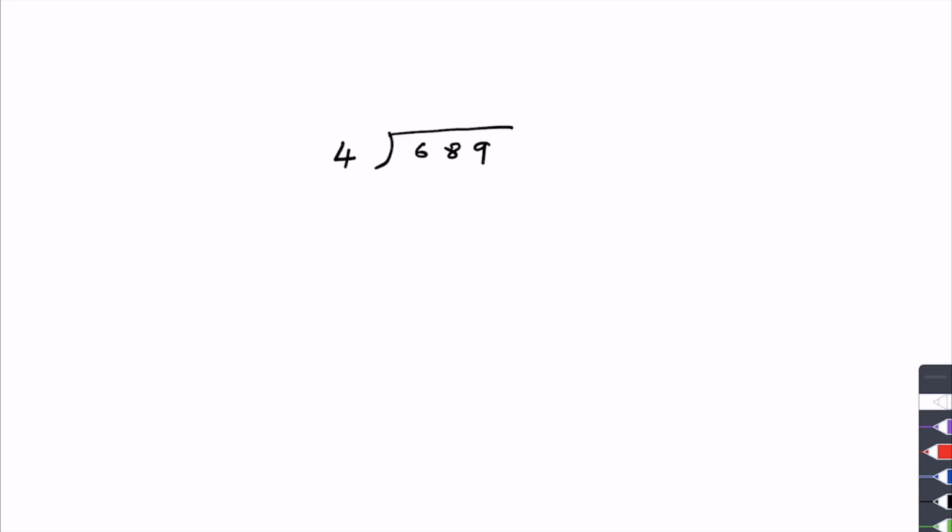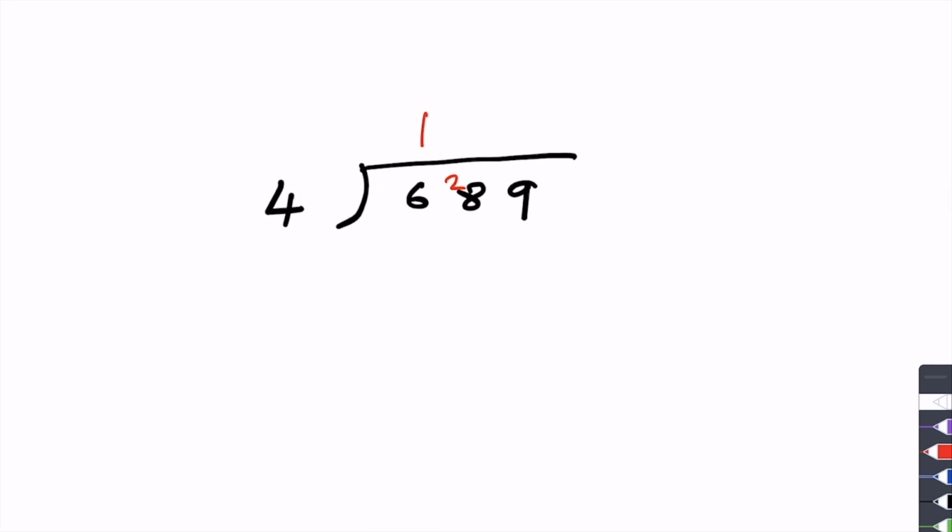Now let's have a look at this using short division. So we say, how many 4's go into 6? The answer is 1. 1 times 4 is 4. So 6 take away 4 is 2, so I'm left with a 2, which is my carryover or my remainder, and I place a small 2 next to the 8. So now I look at 4's into 28, and the answer is 7. 7 times 4 is 28, nothing left over.